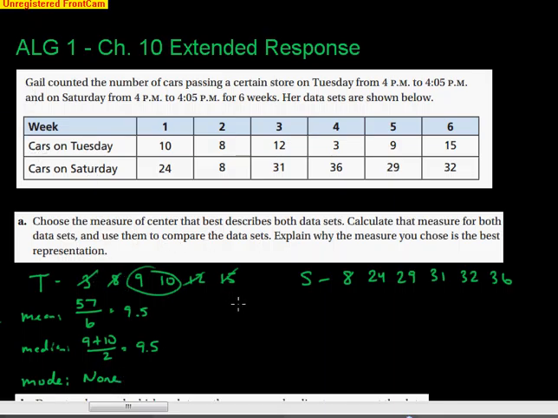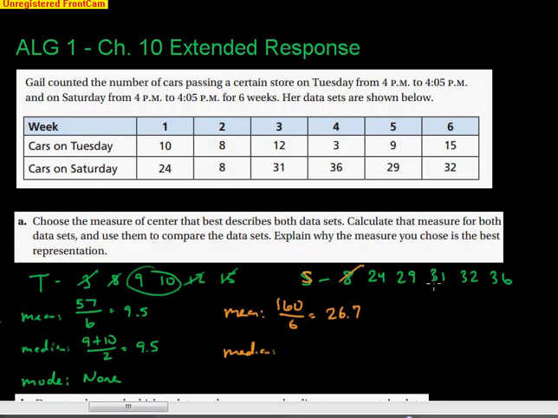Alright, now I'm going to change colors and do Saturday in orange. So the mean for Saturday. I'm going to slide over here so I have some space to write. So we're going to add those up. 8 plus 24 plus 29 plus 31 plus 32 plus 36. This is 160. Divide that by 6. I get 26 point, and I'll round up to 7. 26.7.